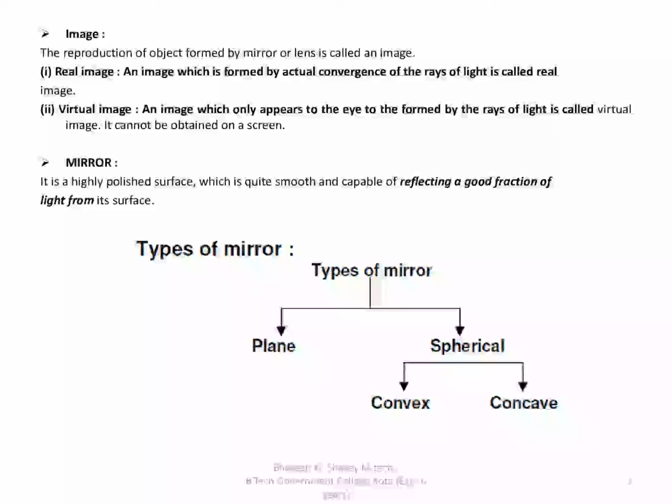Now continuing our topic, we define an image. What is an image? The reproduction of an object formed by a mirror or lens is called an image. So by the mirror or the lens we reproduce the object, and that reproduction is called the image. Now image can be further divided into two parts: one is called real image and the second is called virtual image.